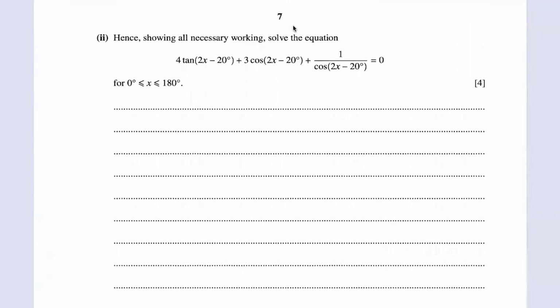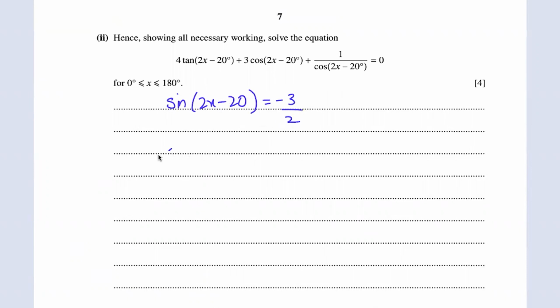In part 2, we have to show that 4 tan of 2x minus 20 plus 3 cos of 2x minus 20 plus 1 upon cos of 2x minus 20 equals 0. So we have to find the value of x. Now we know that this whole expression is equal to sin x equals minus 2 upon 3. So over here we can write sin of 2x minus 20 equals minus 2 upon 3.